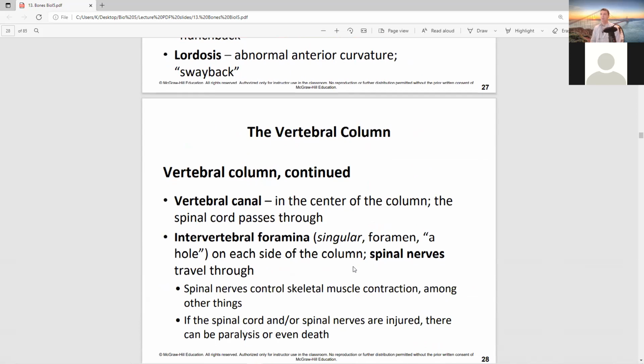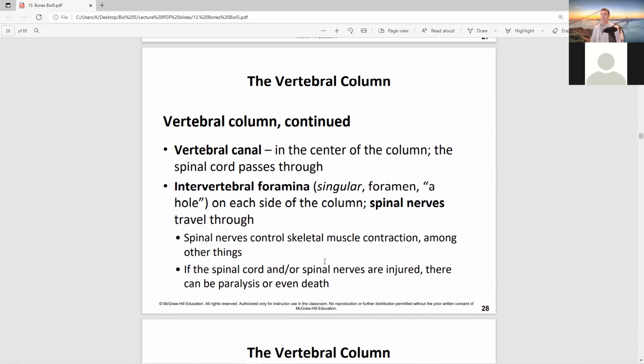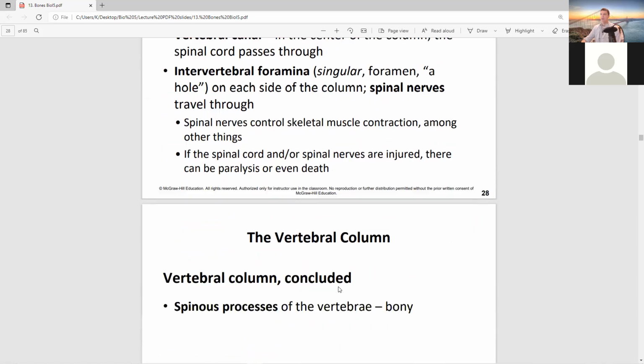So the vertebral column, continued. The vertebral canal is in the center of the column. The spinal cord passes through the vertebral foramina, or a hole in each vertebra. Spinal nerves travel through gaps on each side of the column. The spinal nerves control skeletal muscle contraction, among other things. If the spinal cord and/or spinal nerves are injured, there can be paralysis or even death.